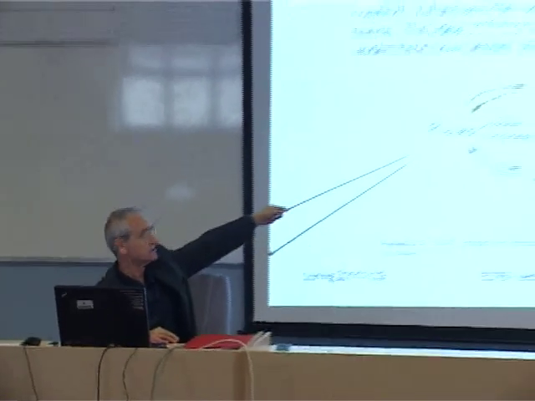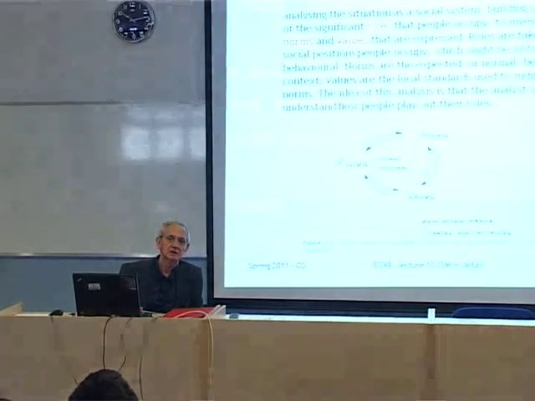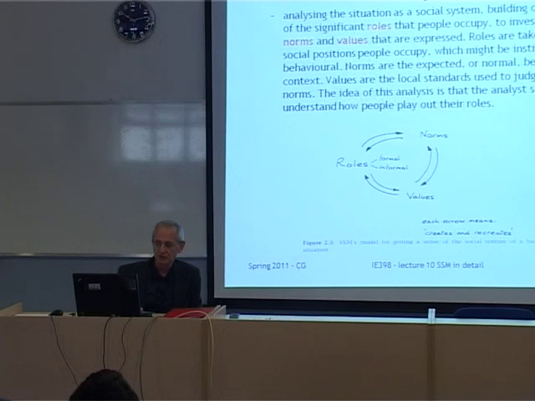The idea of this analysis is that the analysts try to understand how people play out their roles. So this is what we do. As you can see, there's a simple diagram at the bottom which says each arrow means, in quotation, creates and recreates. The arrows mean create and recreate. As you can see, the roles that we play create the norms, and the norms create the values, and the values create the roles, and vice versa. So there is a very intimate interaction between roles, norms, and values.